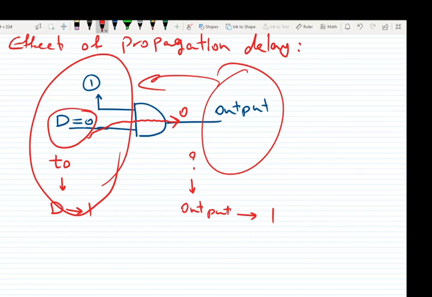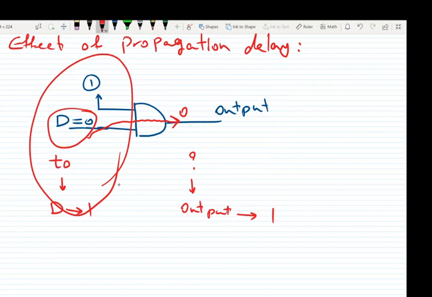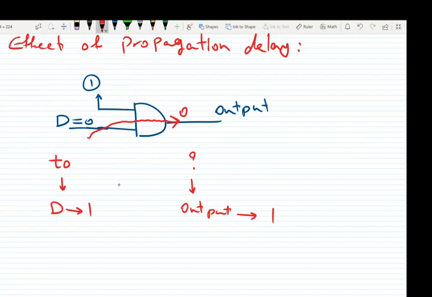Okay, it takes some time. So we call this delay a propagation delay. If the input changes at t0 from 0 to 1, the output will change from 0 to 1 at t0 plus t of propagation from low to high. It's a delay, so it's time. It's a very small time, okay, but it takes some time.